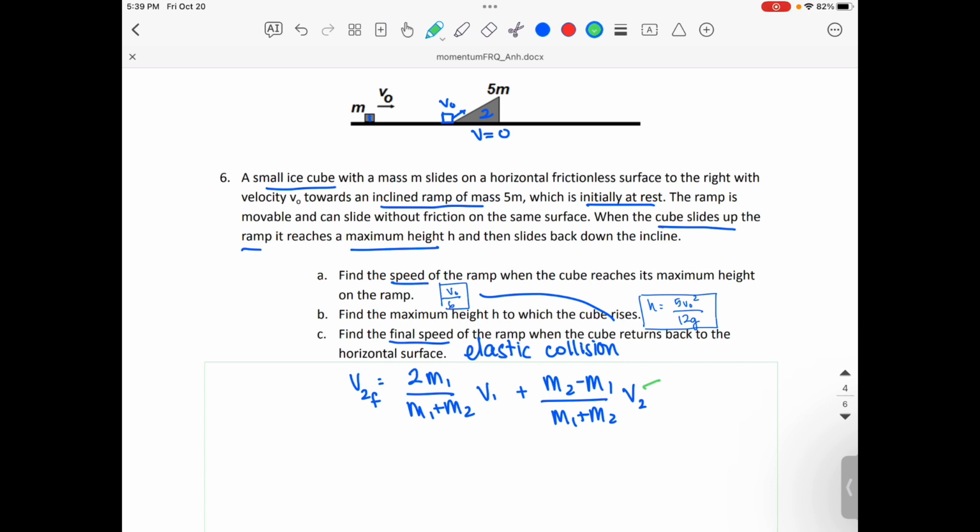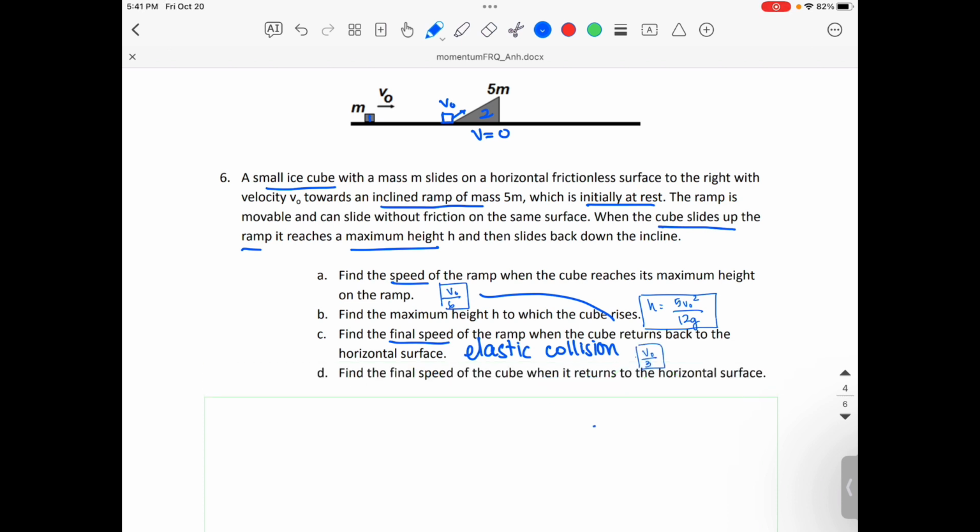First of all, v2 initial is equal to 0, since that is the initial velocity of my ramp, so that term cancels out. Then when I plug in my values, v2 final is equal to 2 times m1, which is just m, over m1 plus m2, which is m plus 5m, times v1, the initial velocity of my cube, which is v naught. That all simplifies down to 2m over 6m v naught, which is v naught over 3.